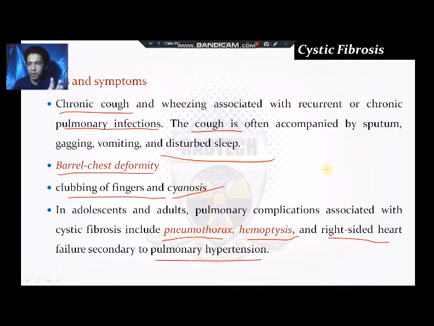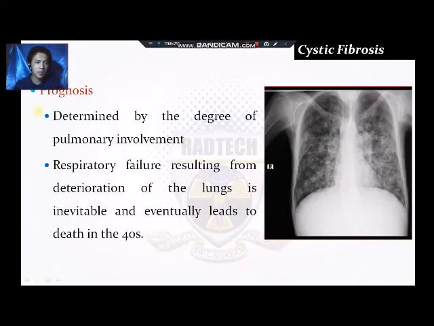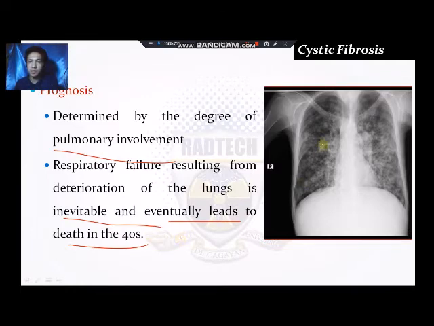Along with the capillaries and then the venous and the arterial system dito sa imuhang lung fields. Prognosis may be determined by the degree of pulmonary involvement, and respiratory failure resulting from deterioration of the lungs is inevitable and eventually leads to death within the 40s. This is an example if cystic fibrosis atong patient.